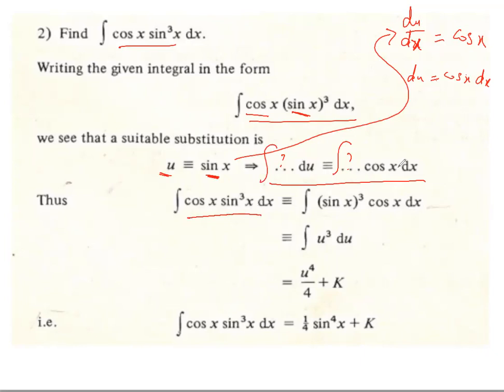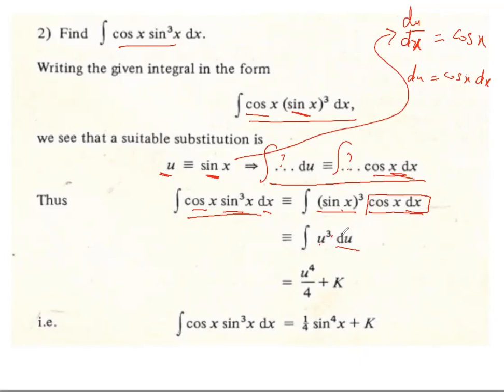We want to write it with this cos x dx. So cos x dx, that's this here. Sin x cubed, that's this here, right? No problem there. And in this case, look at what happens. This thing is the direct equivalent of du. This is u cubed. So you didn't have to put in any fraction in this case. You can actually do it by recognition, right?